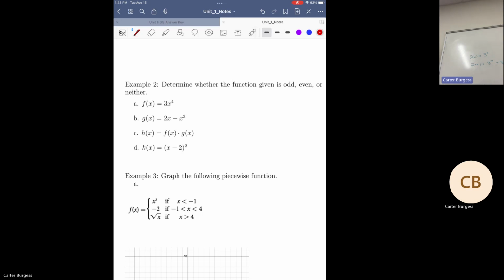But the technical check is we want to plug in -x. And what are we going to see in this case? Well, when we plug in -x, nothing changes. Therefore, our function is even.